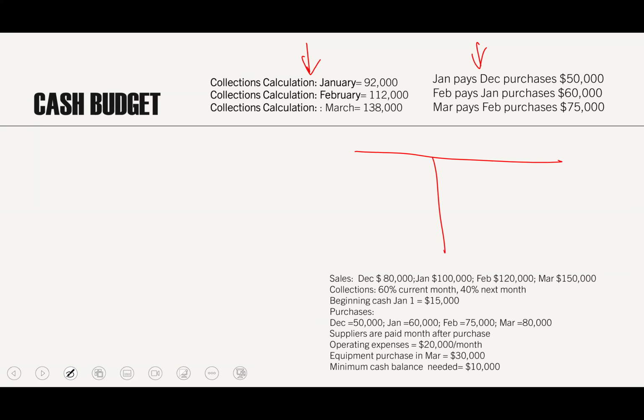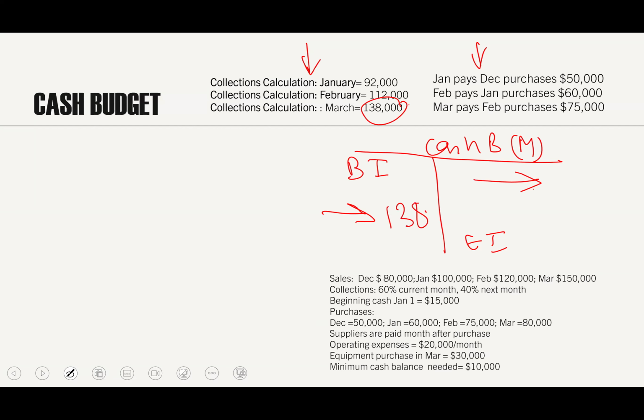Just to be clear, a cash budget can look like a T account where you can have beginning balance, you can have ending balance, you can have cash that comes in, and you can have cash that goes out. That is the rough pattern. For example, for the month of March, your incoming cash is 138,000, and your outgoing payments are 75,000. We need to figure out what our beginning balance of cash is for the month of March. We know it for the month of December, but we need to know it for each month.